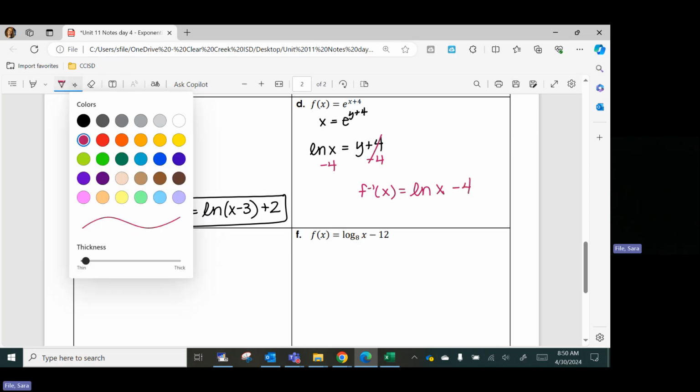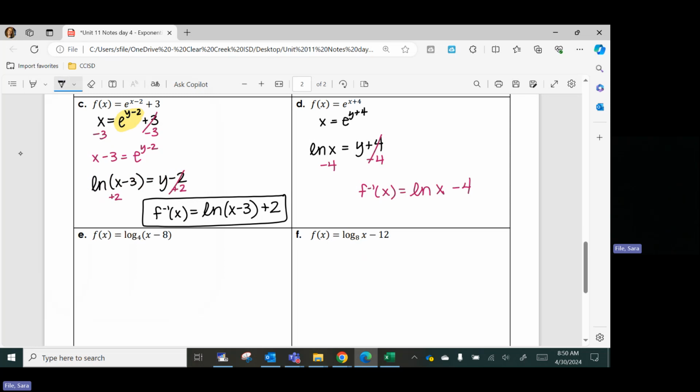So that is technically correct. I would really like to put parentheses showing that that x is the only thing you're taking the log of. That minus 4 is outside the parentheses. You can write it with no parentheses. That's fine too. But you definitely cannot write it with the minus 4 inside parentheses. That's a different function. Y'all understand that? Okay.